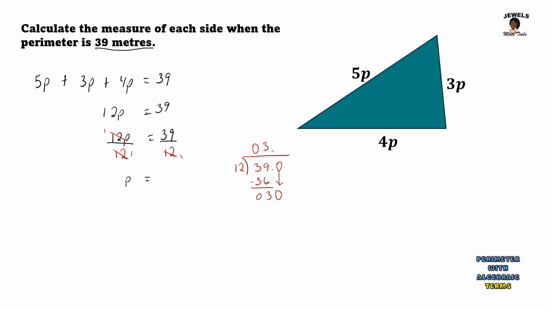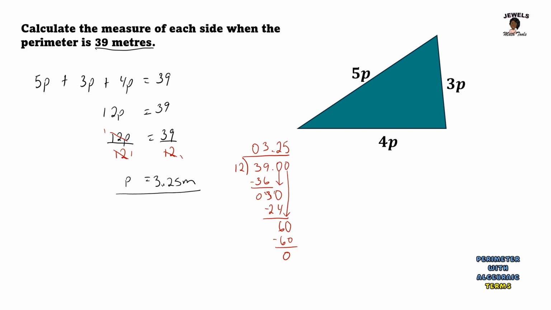So now we're going to divide 12 into 30. 12 goes into 30 twice. 2 times 12 is 24. When 30 subtracts 24, we're going to get a difference of 6. We're going to add one more 0, because looking at 60, I know that 12 is going to go into 60 5 times, so my number will divide out completely, and I will have no remainder. So for this question, we are saying that our variable p will be equal to 3.25 meters.